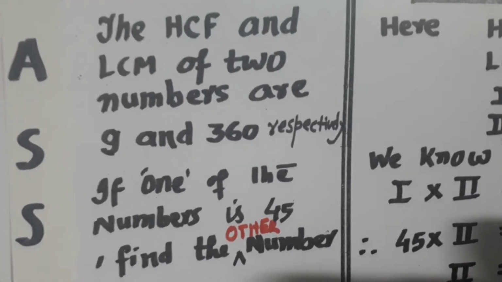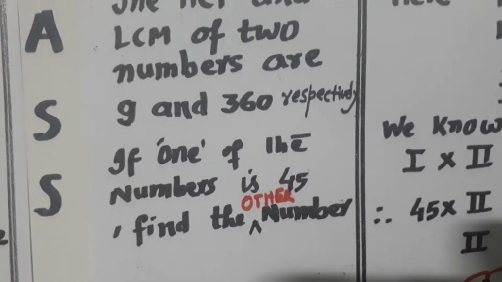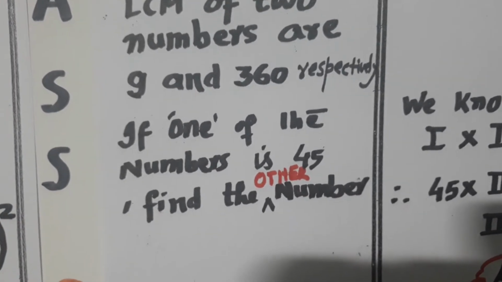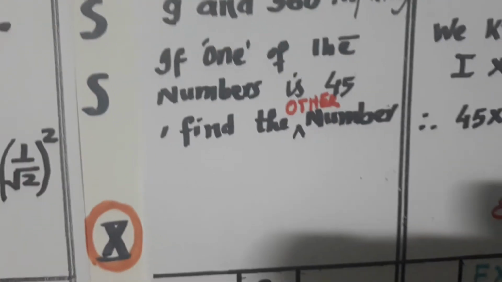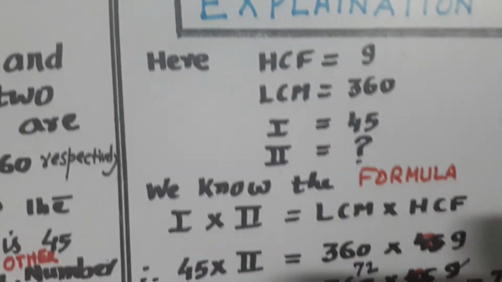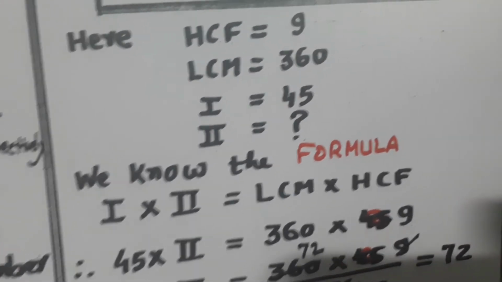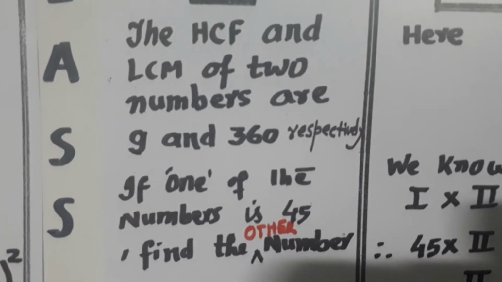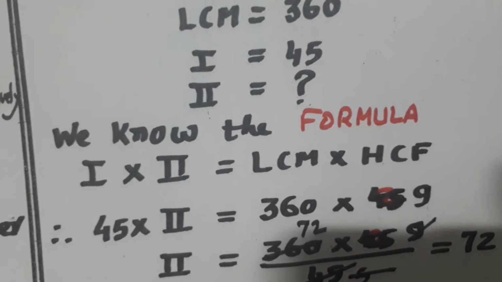The HCF and LCM of two numbers are 9 and 360 respectively. If one of the numbers is 45, find the other number. You have to find the other number. Now, what has been given to you, you write it here. HCF is 9. LCM is 360. They are given. Now, first number is 45. We have to find the second number.